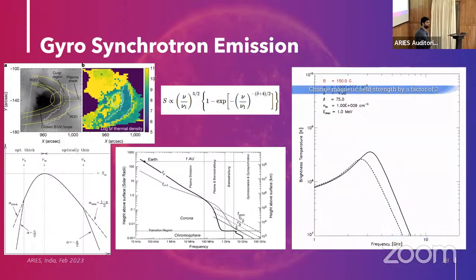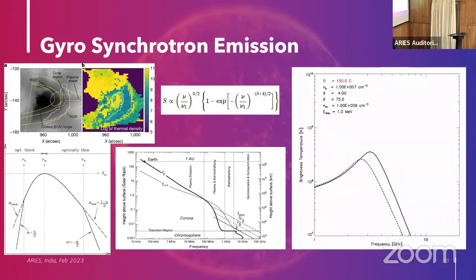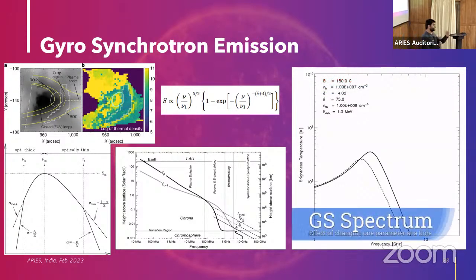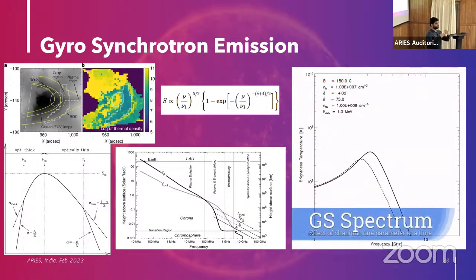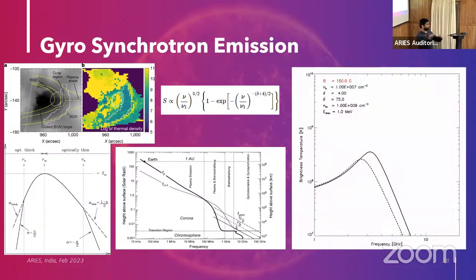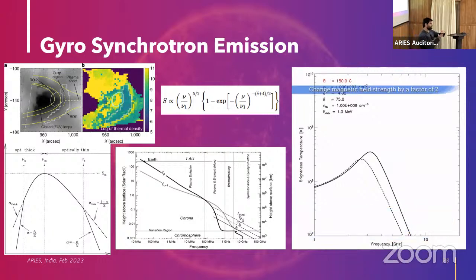So what is the basic difference? Yeah, so the difference comes from the coherency. If you have the gyro resonance, then the electrons will be gyrating, but they will produce a flatter spectrum compared to gyrosynchrotron, which produces a steep slope. So there is a difference in the spectrum which they produce.